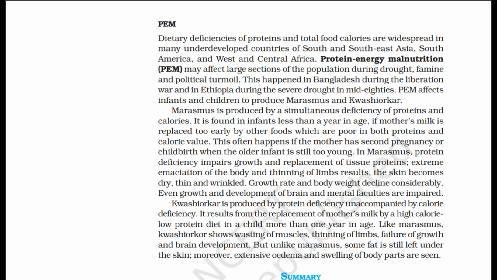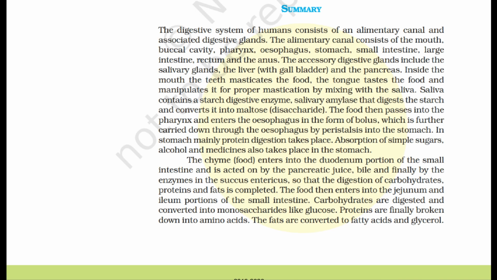Kwashiorkor is produced by protein deficiency unaccompanied by calorie deficiency. It results from the replacement of mother's milk by a high-calorie, low-protein diet in a child more than 1 year in age. Like marasmus, kwashiorkor shows wasting of muscles, thinning of limbs, failure of growth and brain development. But unlike marasmus, some fat is still left under the skin. Moreover, extensive oedema and swelling of body parts are seen.